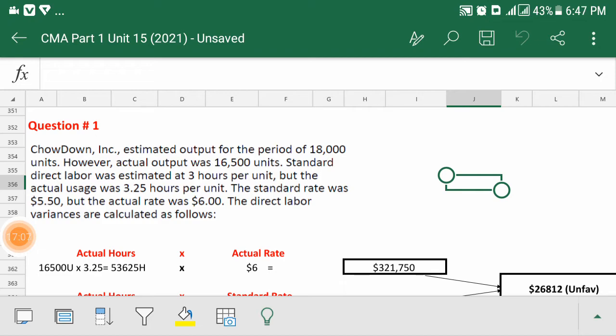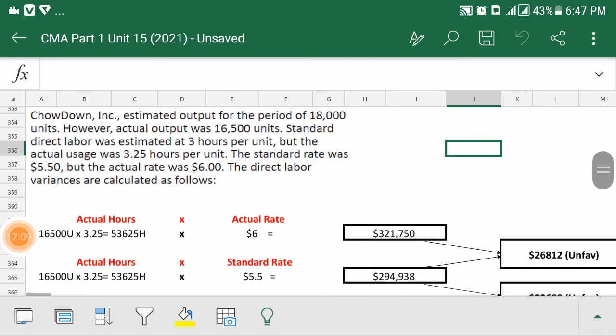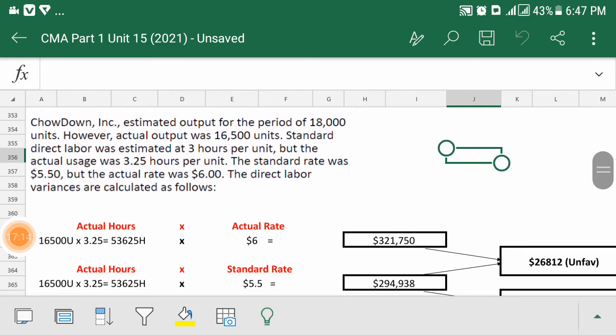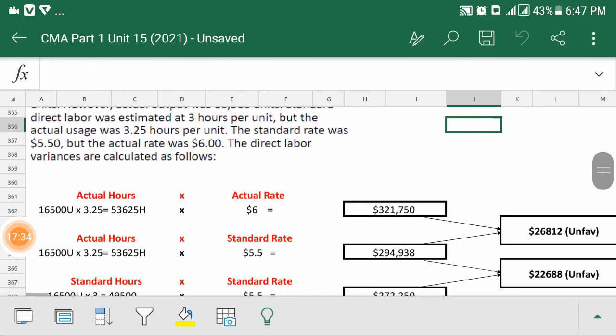Now, how can you calculate the direct labor variance? To calculate the labor variance, you need how many things? You need the actual labor hours and the standard labor hours, and thereafter the actual rate and the standard rate. You need these four things, which we already have here, so you can use them.